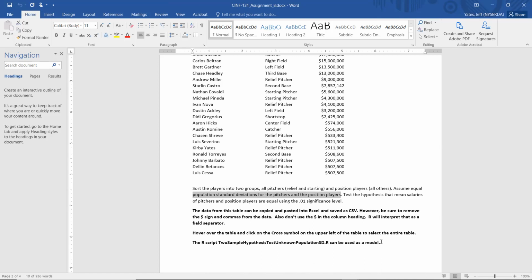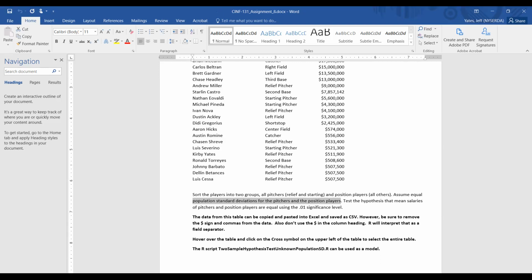Now, you weren't given the population standard deviation for this, so you're going to use the standard deviation calculated for that data set as the proxy for the standard deviation. All right, does that make sense? So you're going to come back to this formula. And again, this one's obviously a little more involved. Let's go back and take a look at the formula.